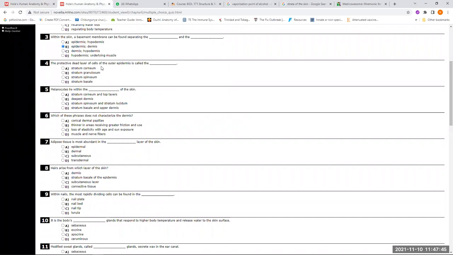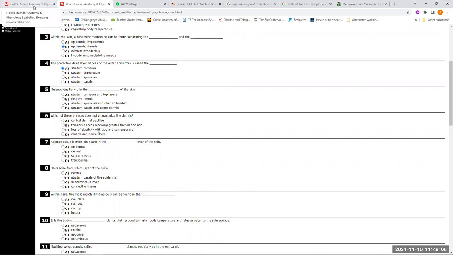The protective dead layer of cells of the outer dermis, epidermis, is called the what? What's that protective outer layer? So come, let's get sunburnt. What is this? Corneum. Corneum. Yes, corneum. Melanocytes lie within what layer?